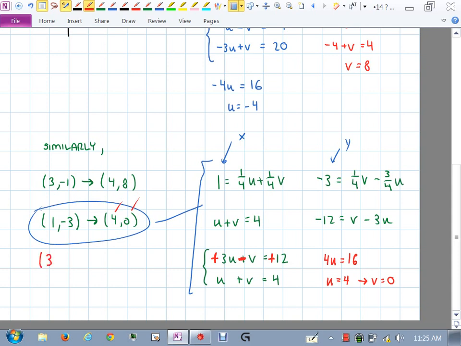And then the last point, let's see, what am I missing? The point (3, -1) I haven't done? No. (-1, 3) should get taken over to (-4, 0). Okay? So let's see what that gets us here, all right?